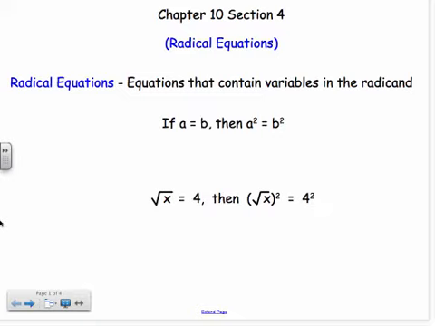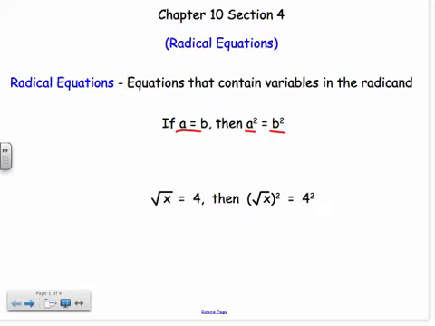And it's based off our theory of this. If a equals b, then a squared equals b squared, right? If I square both sides, if I do something to one side and do it to the other side, it keeps my equation balanced. Because if I look at this situation down here, the square root of x equals 4. Well, most of us can think, well, x should be 16 here, right? Because the square root of 16 is 4.